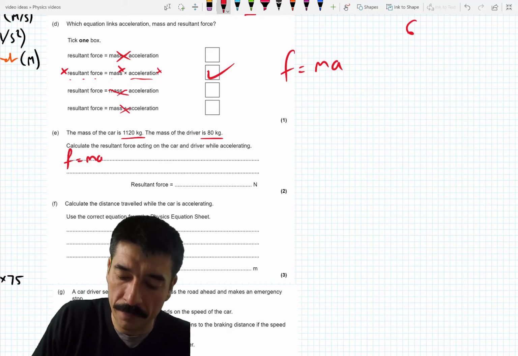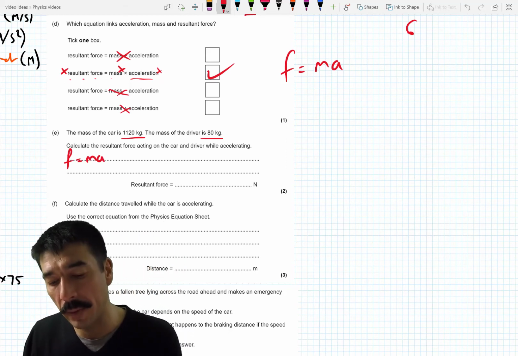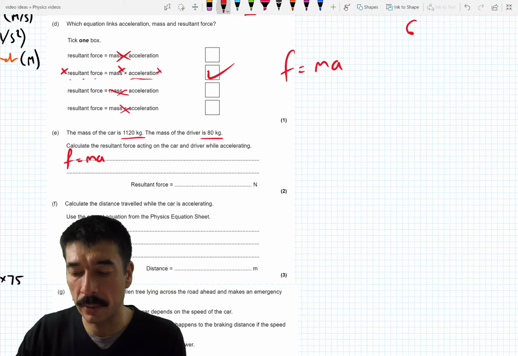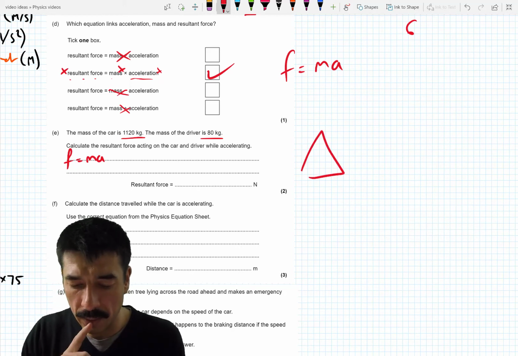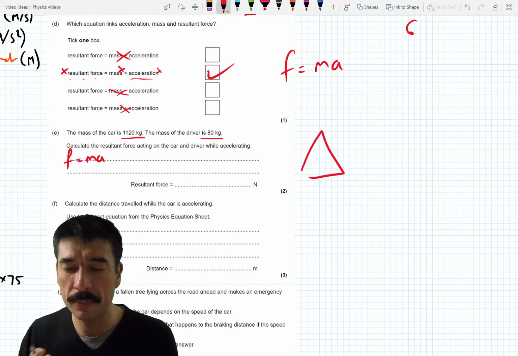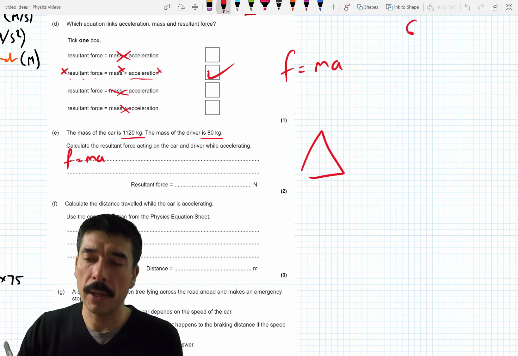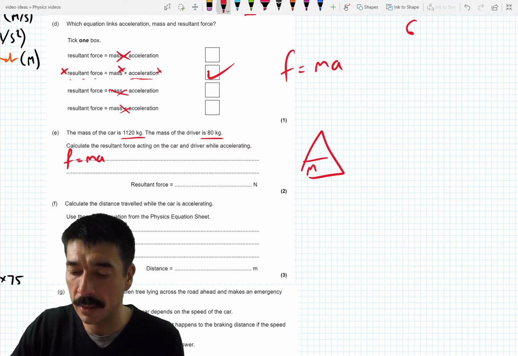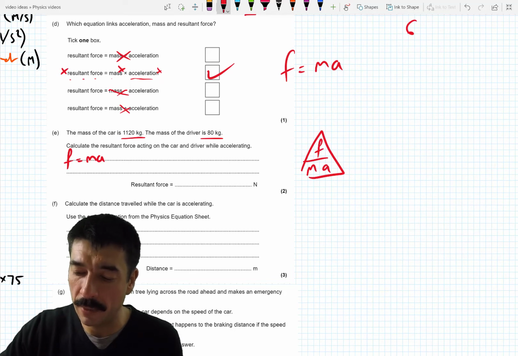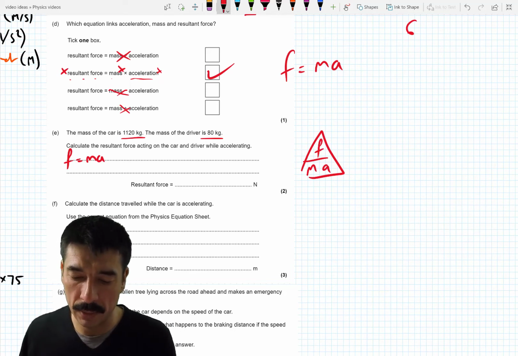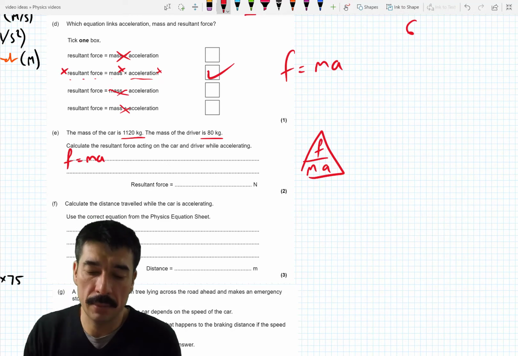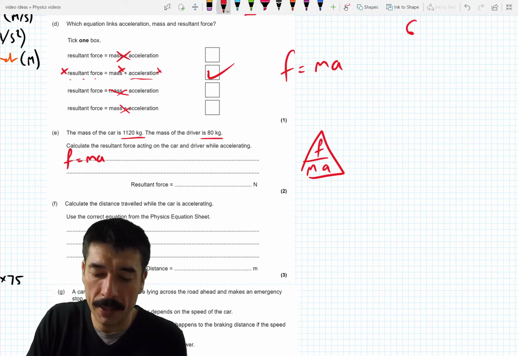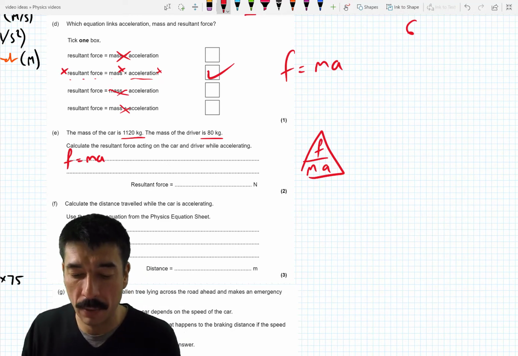F equals ma. Right, again, if you struggle with rearranging equations, you need to put this into an equation triangle. So there's nothing dividing, so what do I put on top? Well, don't worry. Just put in the stuff you can see. M times A, that's the timesing bit, and I know the timesing bit in this equation triangle goes on the bottom. Put the F in the top. What am I being asked for? Resultant force. Oh, it's already rearranged. It's already F as the subject of the equation, so I don't need to worry.